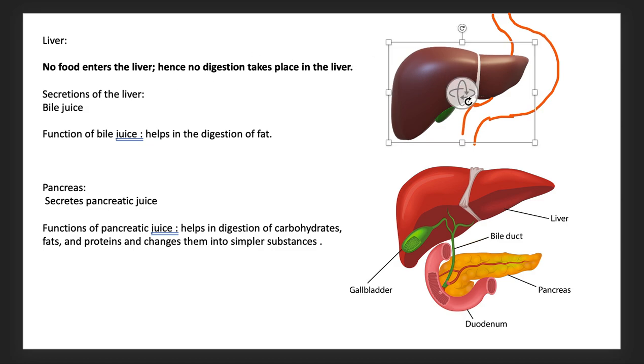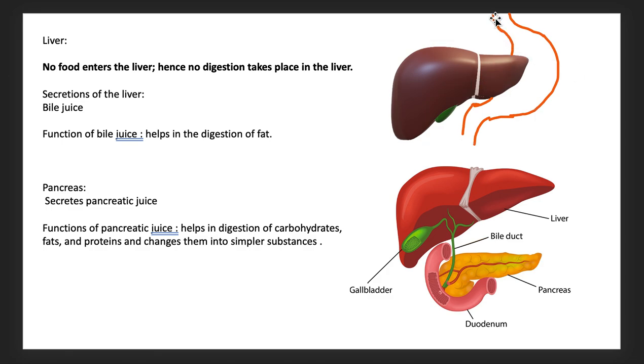So what does this liver do? First I will show you what the liver looks like. If this is your stomach, which is on the left side, then we have the liver which is on the right. So this is the liver which is on the right side. This is the stomach which is on the left. This is the liver which is on the right.